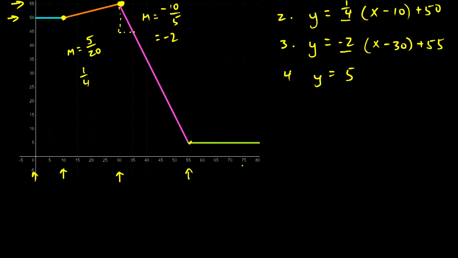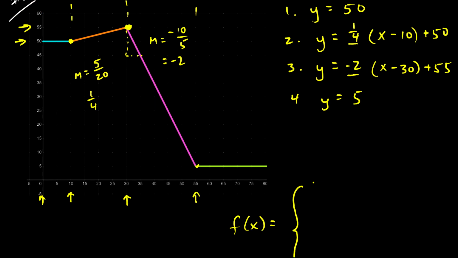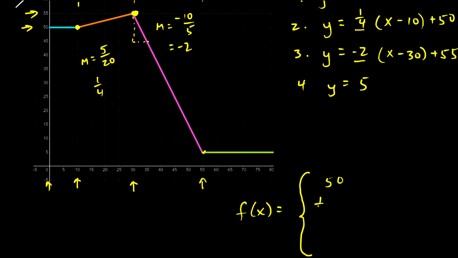So let's just put it all together. We're going to have f of x equals, and we're just going to go ahead and make that fancy bracket that holds all our equations. And our first equation is 50. Our second equation is 1/4 x minus 10 plus 50. Negative 2 x minus 30 plus 55. And just 5. A little comma there.